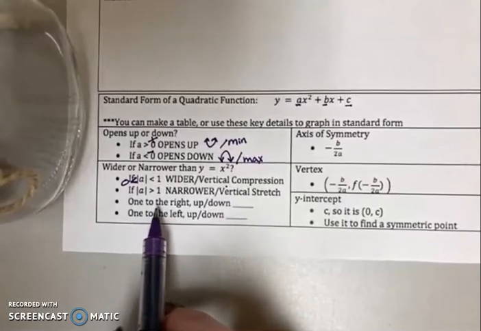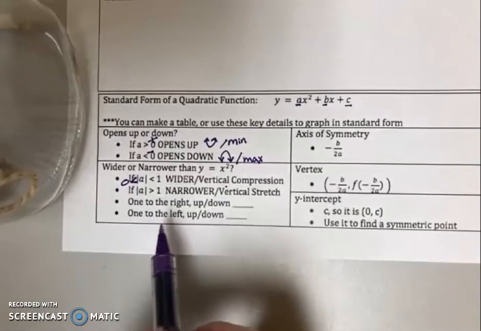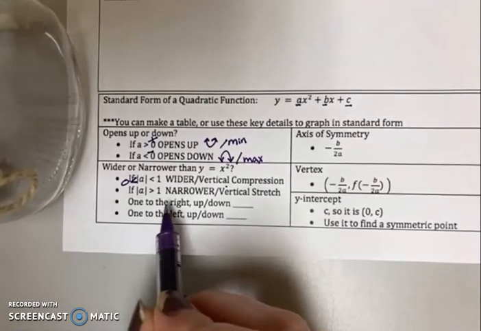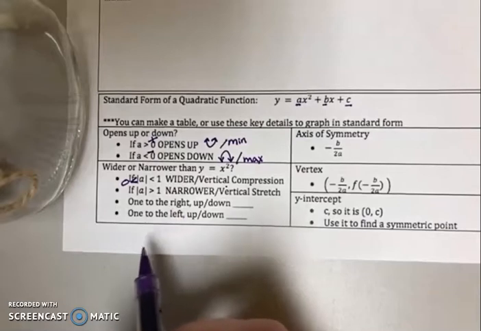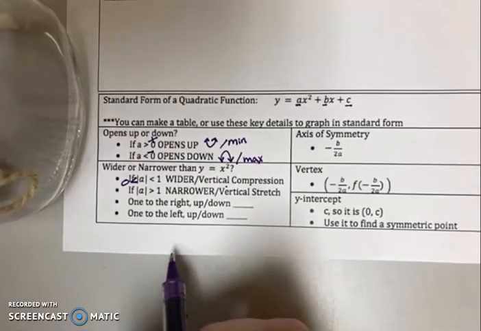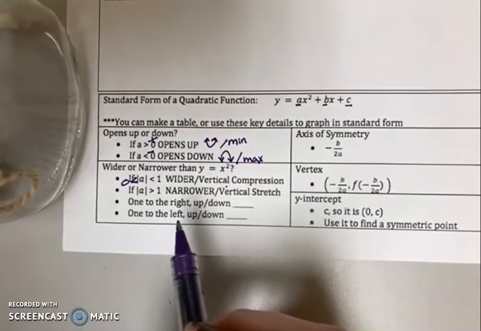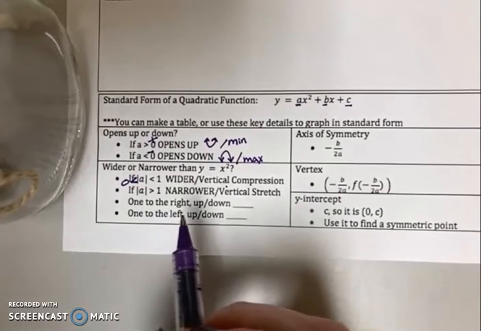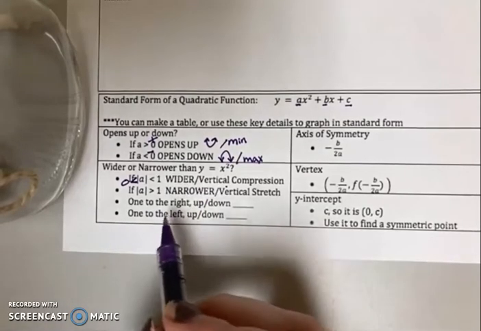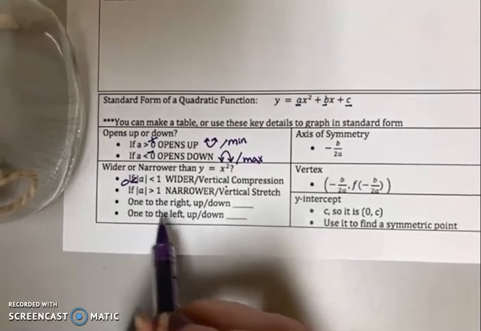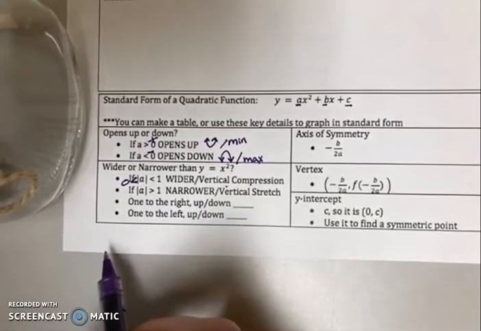Now remember, I didn't talk about it so much in this video, but we have in other videos: when you have a stretch or compression, it affects how it moves. So if I had started at a vertex and there's a stretch of 2, I would move right 1, up 2, or right 1, down 2, depending on whether or not it opened up or down. Or if I had a vertical compression of 1/4, I would move right 1 and up 1/4, or right 1 and down 1/4. It also can work moving to the left.